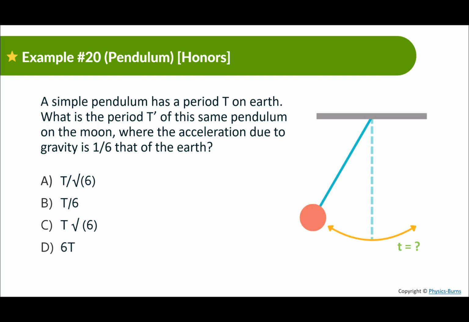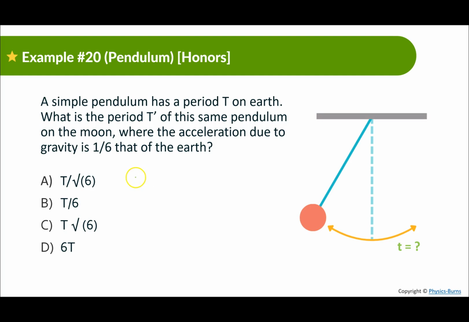Alright, we got a little bit of a tough one for the first one. A simple pendulum has a period of T on Earth. What is the period T prime of this same pendulum on the moon, where the acceleration due to gravity is 1/6 that of the Earth? As always, pause the video to see if you can figure it out for yourself.